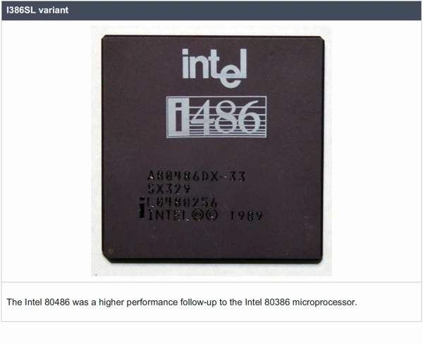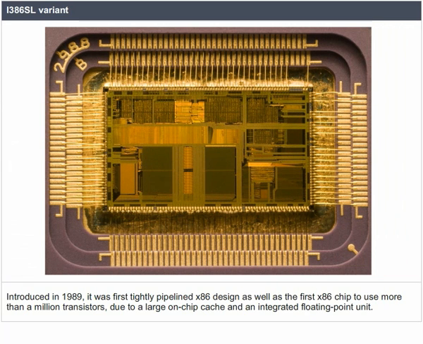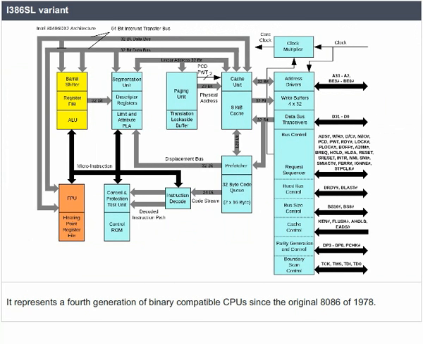The Intel 80486 was a higher performance follow-up to the Intel 80386 microprocessor. Introduced in 1989, it was the first tightly pipelined x86 design, as well as the first x86 chip to use more than 1 million transistors due to a large on-chip cache and an integrated floating point unit. It represents a fourth generation of binary-compatible CPUs since the original 8086 of 1978.